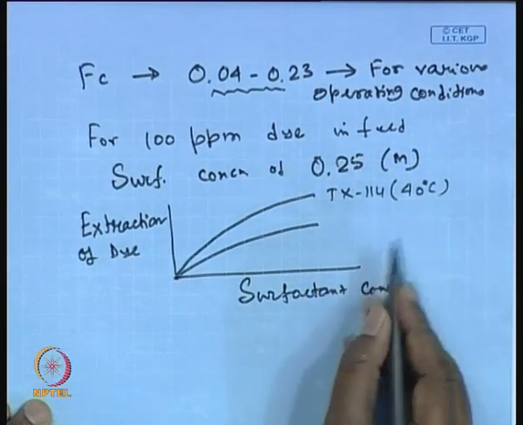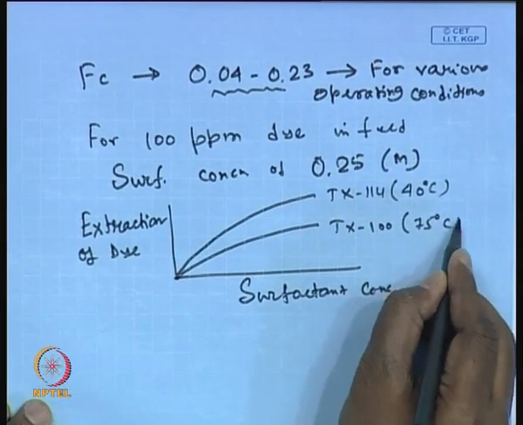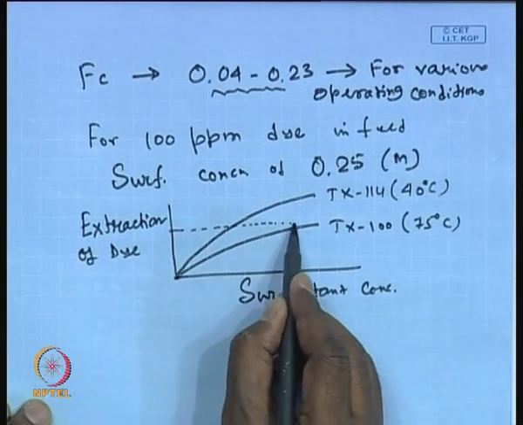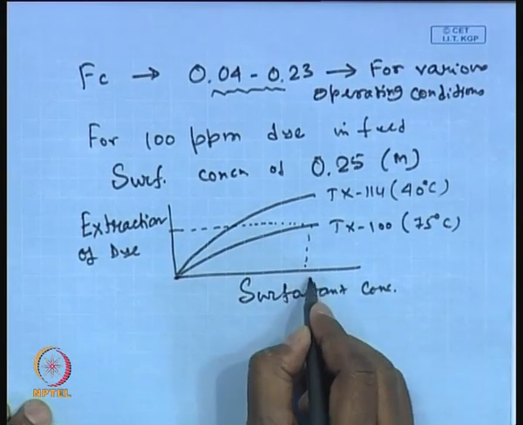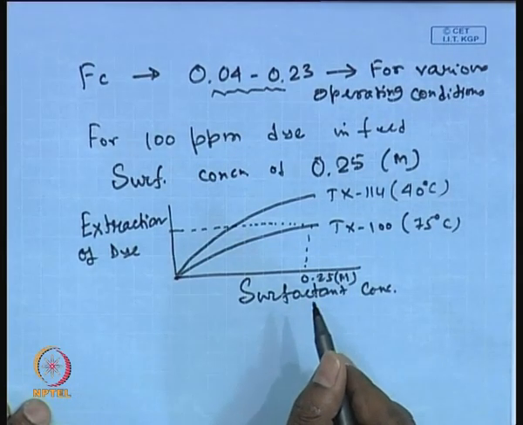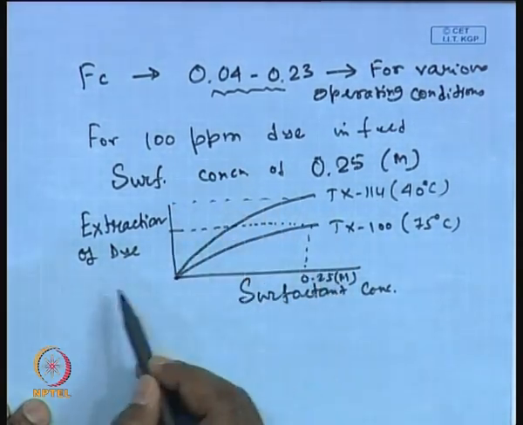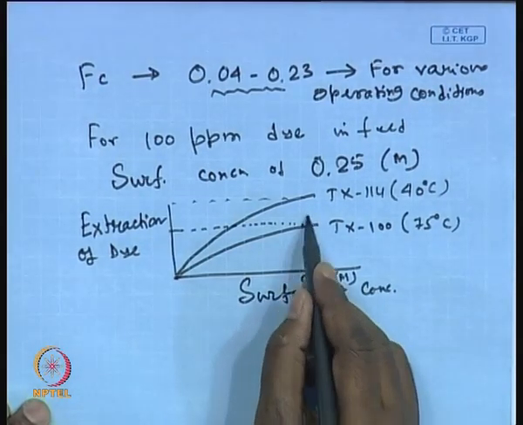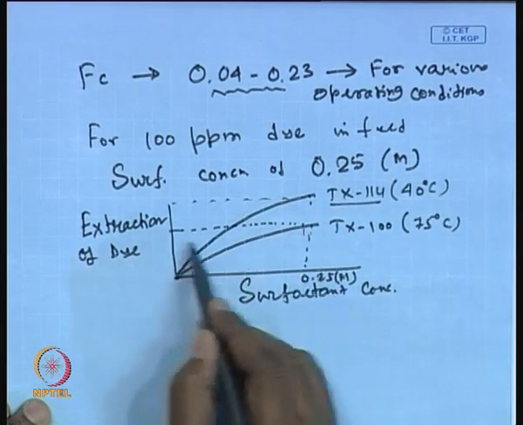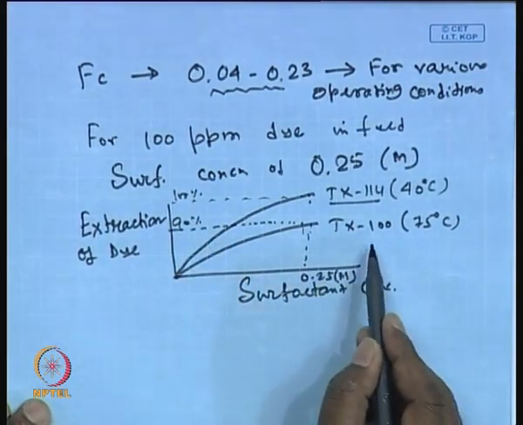The operating temperature for TX 114 is 40 degrees, and for TX 100 the operating temperature is 75 degrees centigrade, and one can get an extraction efficiency that will be quite high. This is at 0.25 molar. So, at 0.25 molar one can get around 100% extraction if you use TX 114, and you will be getting around 95% to 90% extraction using TX 100.